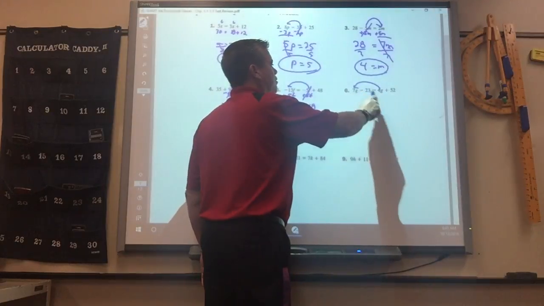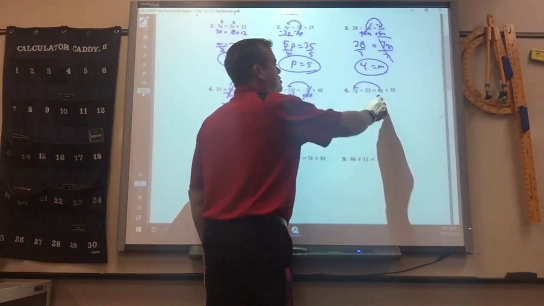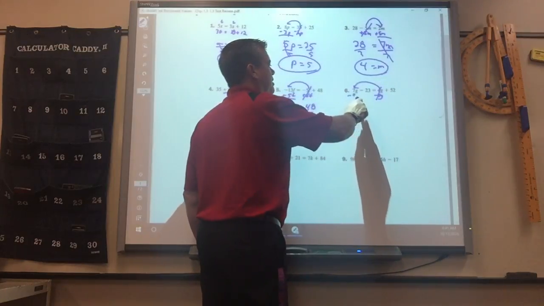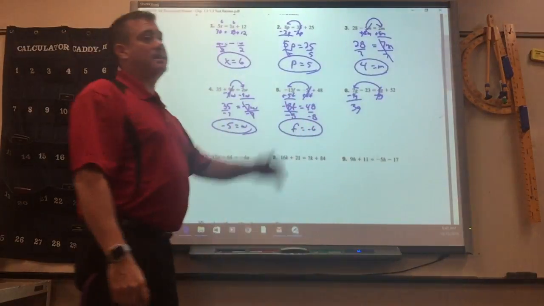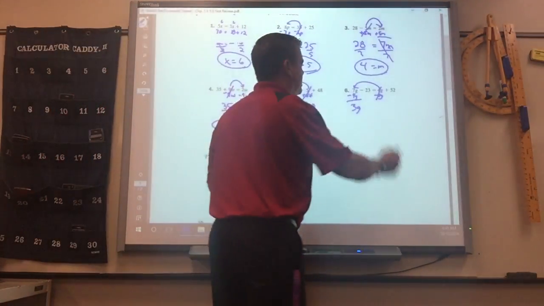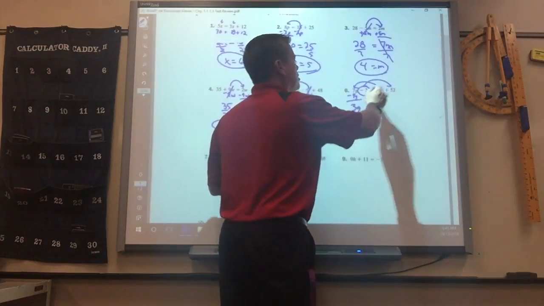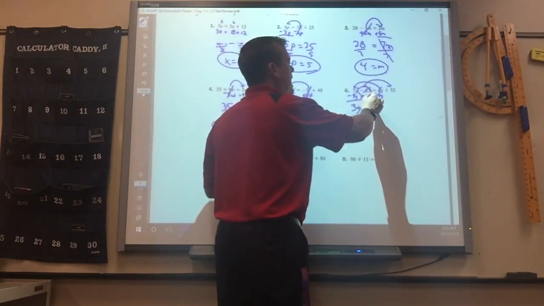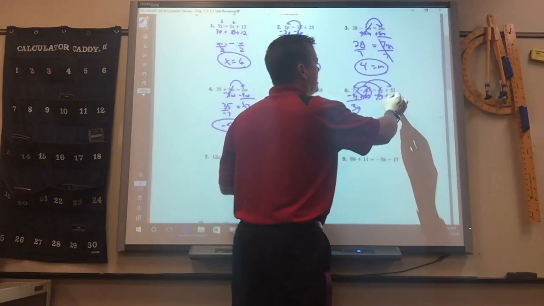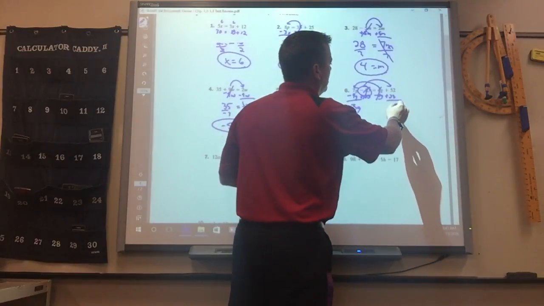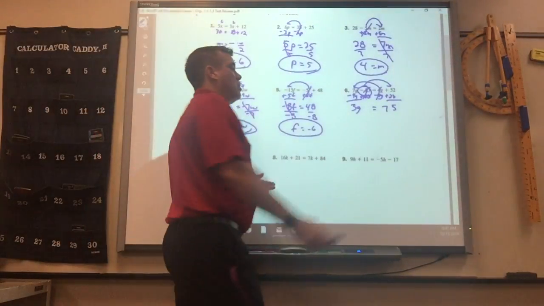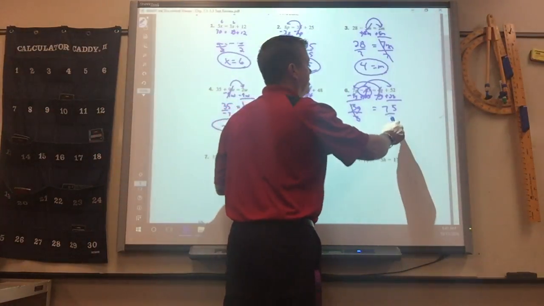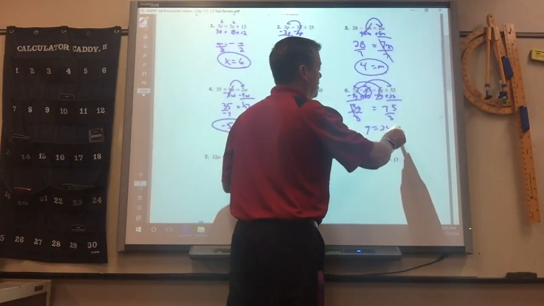I'd want to move this 4g over to here, so I would subtract 4g to get rid of it. Do the same on the other side, and it's 3g's. Now, since I got the g's on the left, get the non-g's to the right. So since it's minus, you do the opposite. You'd add 23 to get rid of it. Add 23, and that's 75. So divide by 3, and you get 25.